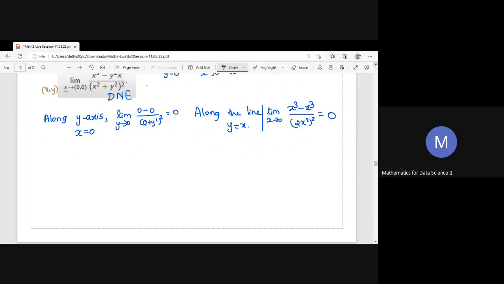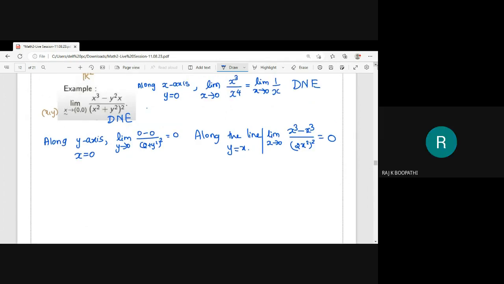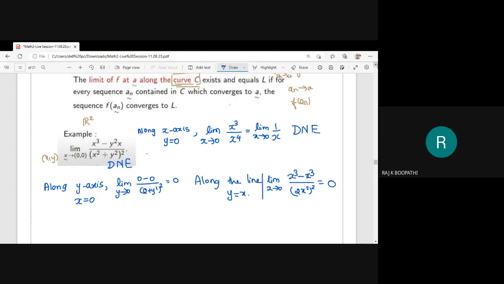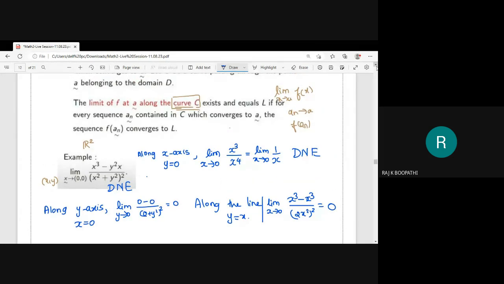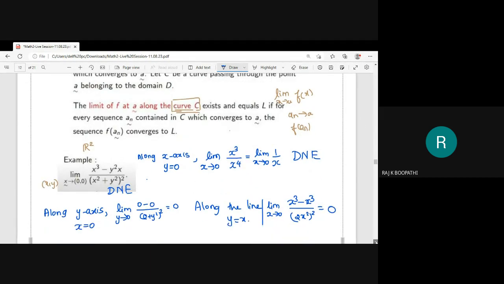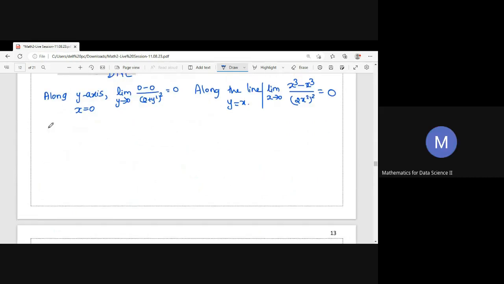I have a question. What does this mean graphically? You have a lot of curves, like you said. Along this curve, along that curve, this limit exists or does not. What does this mean graphically? You have seen step functions, right?